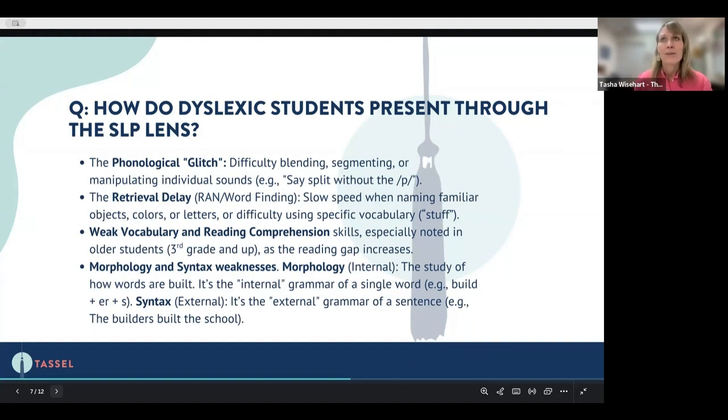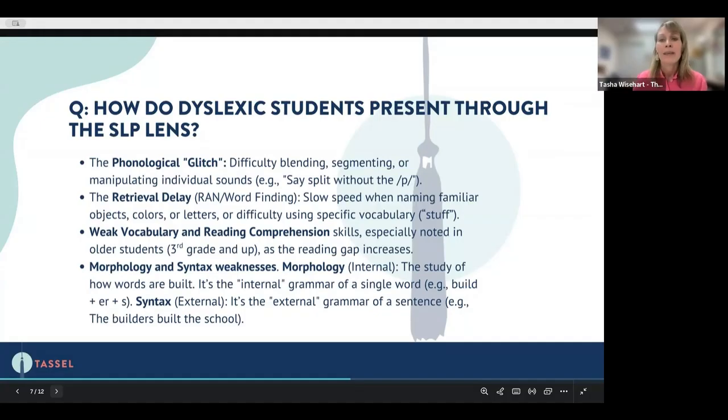And then you can also see retrieval delay with word finding and rapid automatic naming. It's just going to be harder for them, and they're slower to name colors or letters and numbers. And then difficulty using vocabulary. That's not necessarily going to be a marker for all of our students, but a lot of them, if they're not reading at the same level as their peers, they're not getting exposed to the vocabulary. So they're not learning as much if they're reading on a first grade level and they're in third grade.